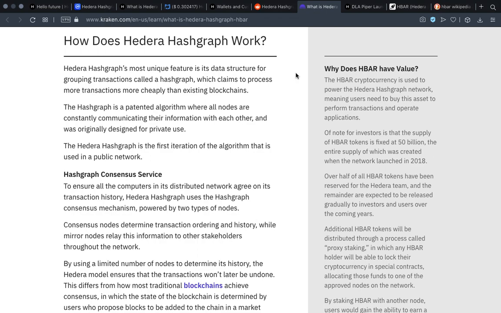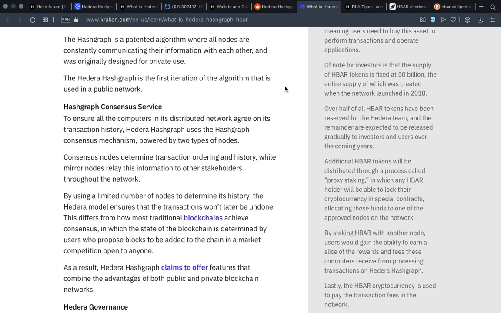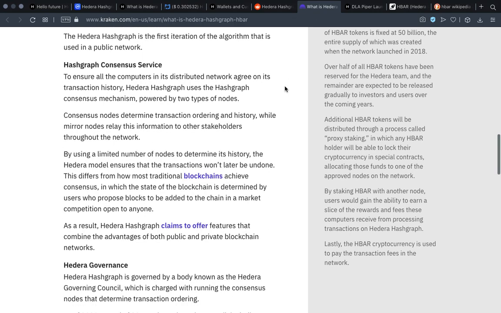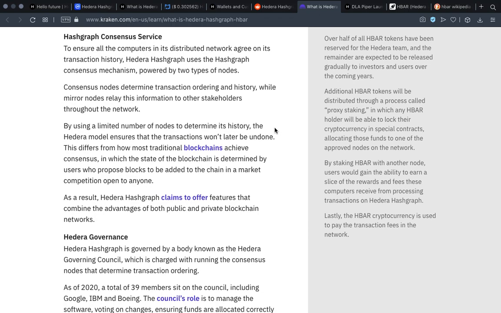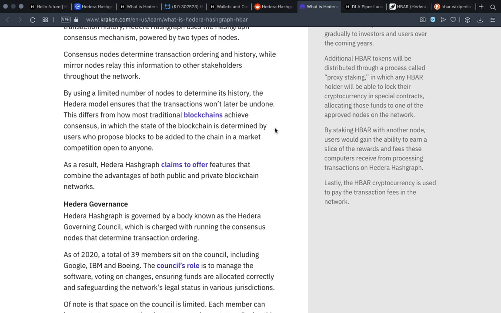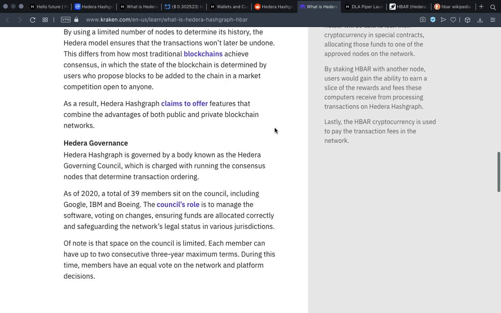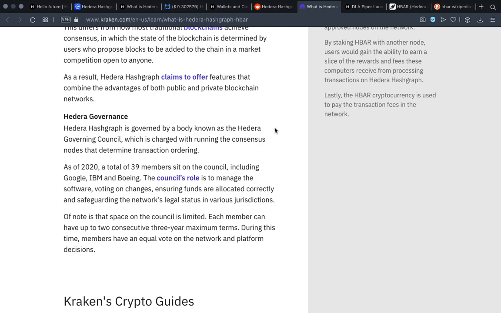Hash graph consensus service. To ensure all the computers in its distributed network agree on its transaction history, Hedera Hash Graph uses the hash graph consensus mechanism powered by two types of nodes. Consensus nodes determine transaction ordering and history, while mirror nodes relay this information to other stakeholders throughout the network. By using a limited number of nodes to determine its history, the Hedera model ensures that the transaction won't later be undone. This differs from how most traditional blockchains achieve consensus, in which the state of the blockchain is determined by users who propose blocks to be added to the chain in a market competition open to anyone. As a result, Hedera Hash Graph claims to offer features that combine the advantages of both public and private blockchain networks.